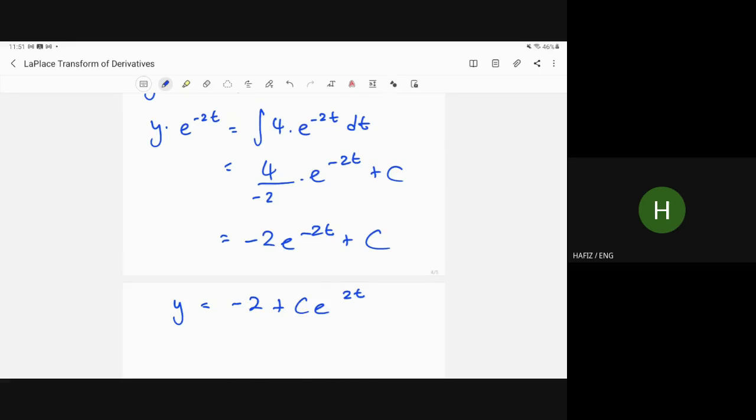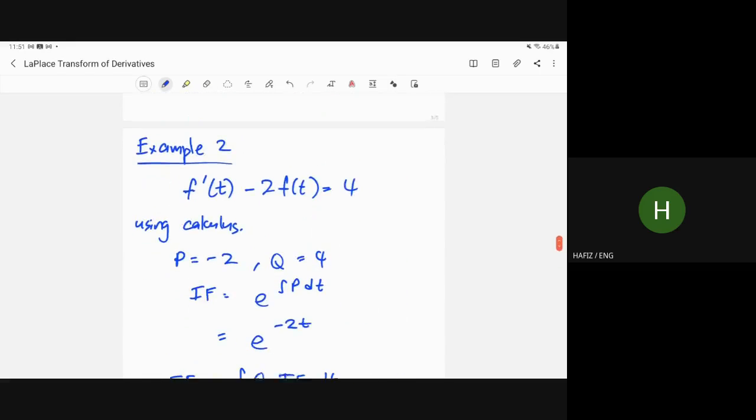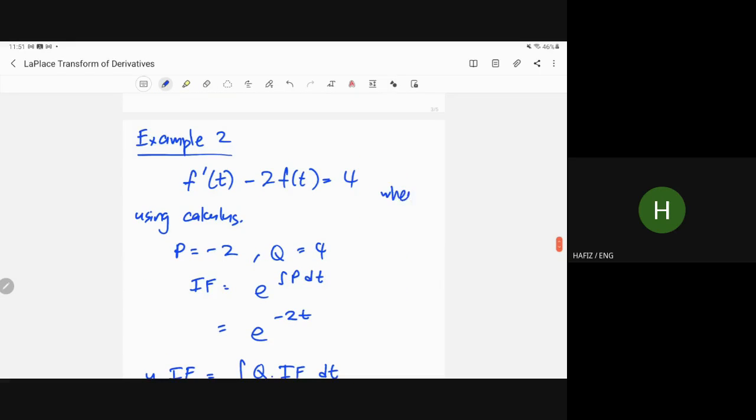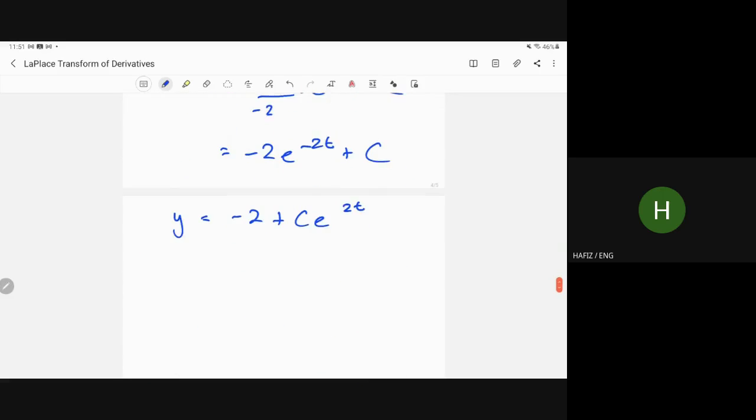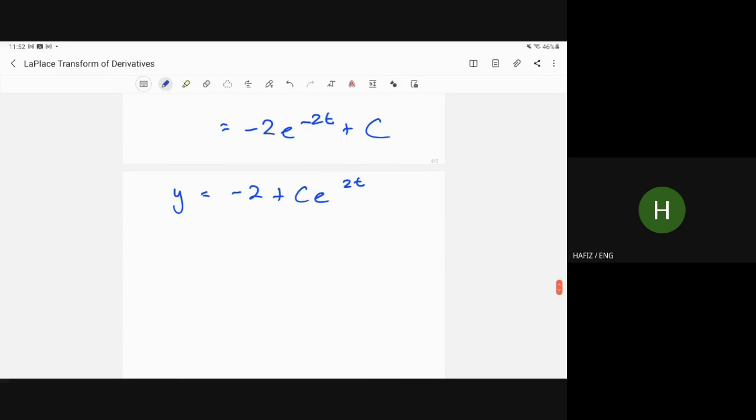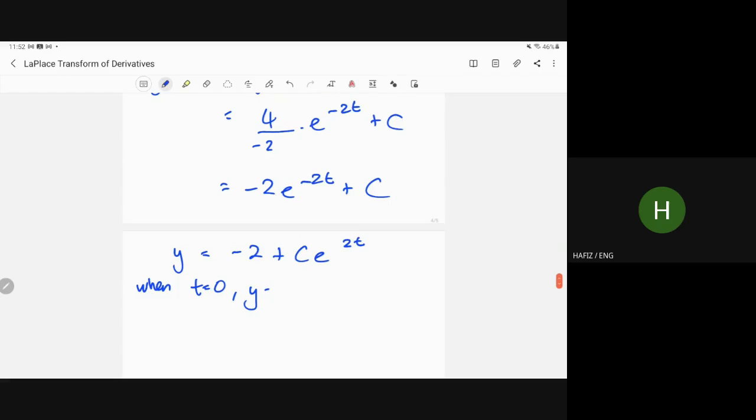Okay, I forgot this part. So it is given here that when t is equal to 0, f(0) is basically 1. That means now that you have pretty much the final one, you need to find the value of c by putting in the initial value. So when t is equal to 0, y, oh sorry, this one should be f(t). I don't want you to get confused. Okay.